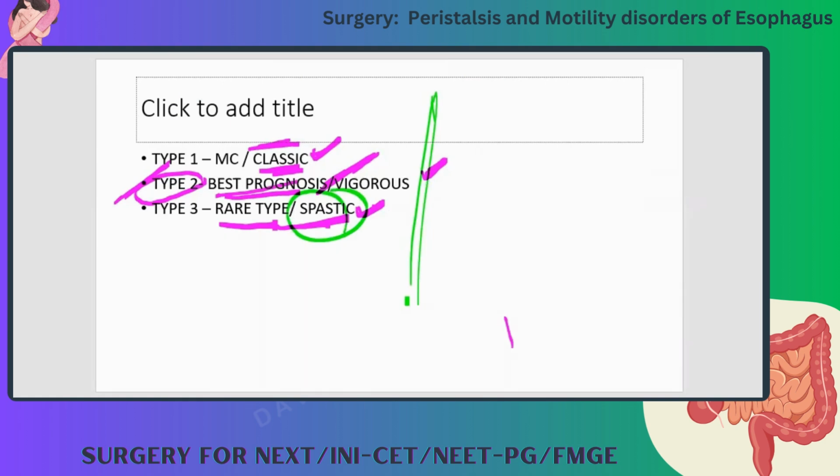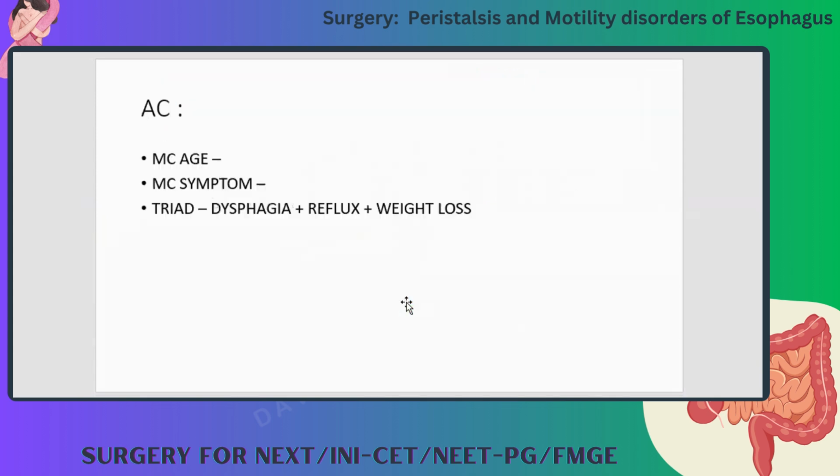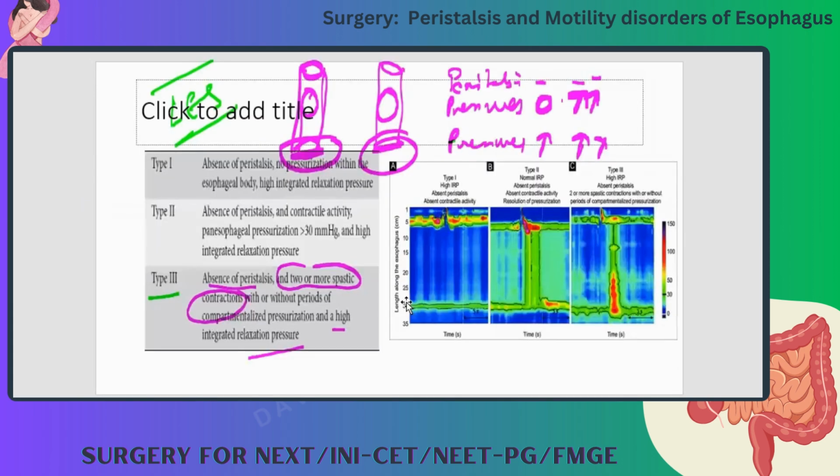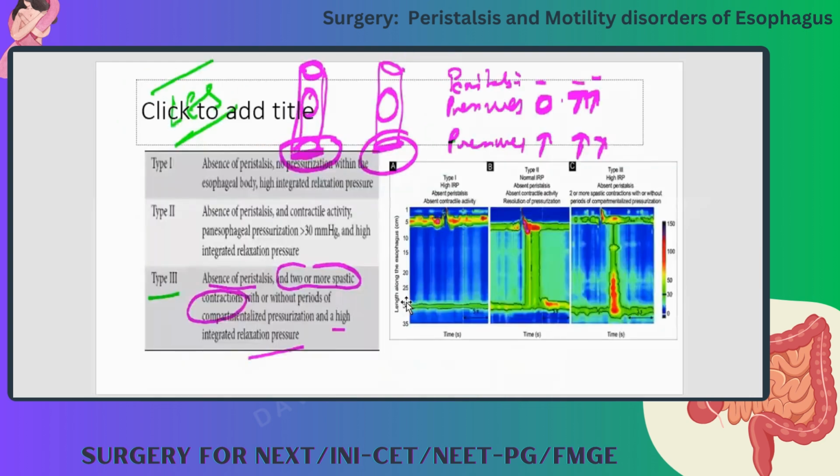Yes, sir. So you need to remember only one thing from this. Type 1 is the most common. Type 2 has the best prognosis. So from an exam-oriented point of view, that's what we need to know. For the exam, they will mostly ask this image from achalasia, the bird's beak, and what is the most common type.